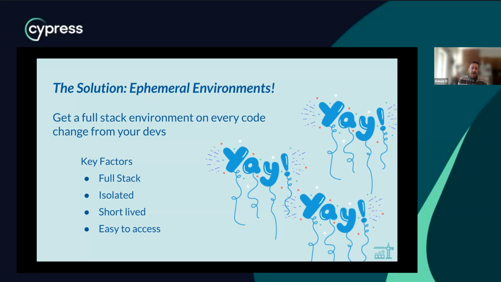And then they need to be easy to access. It can't be screen share, ngrok, tunneling, this and that. It just needs to be a URL that your QA teams and your CI, your CD can just go to in parallel. And so that's really what ephemeral environments are.